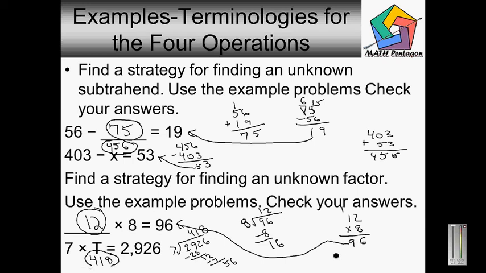And we could check this out. 418 times 7. 8 times 7 is 56. Carry the 5. 7 times 1 is 7, plus 5 is 12. Carry the 1. 4 times 7 is 28, plus the 1 is 29. So we do get a final answer of 2,926. As you can see, it checks out. So t is definitely equal to 418. That's our final answer for that question.